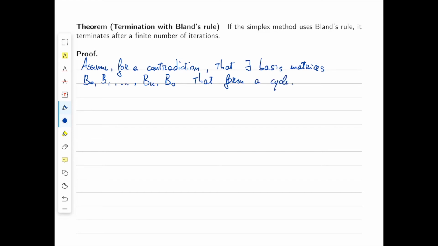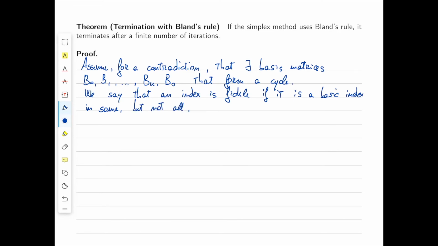This proof is based on the concept of a fickle variable. We say that an index is fickle if it is a basic index in some, but not all bases in the cycle.